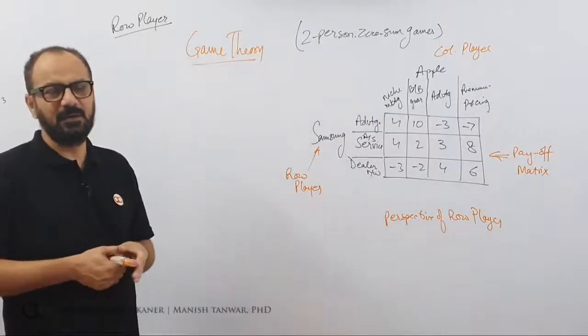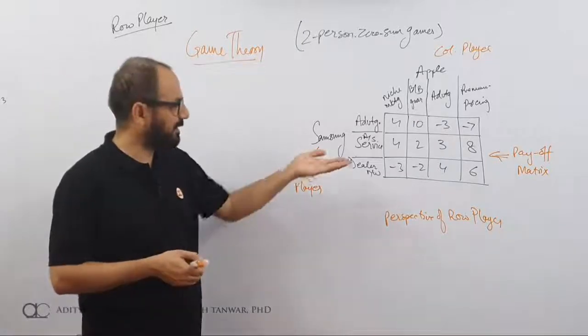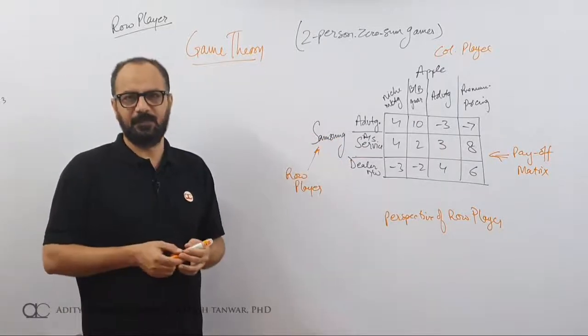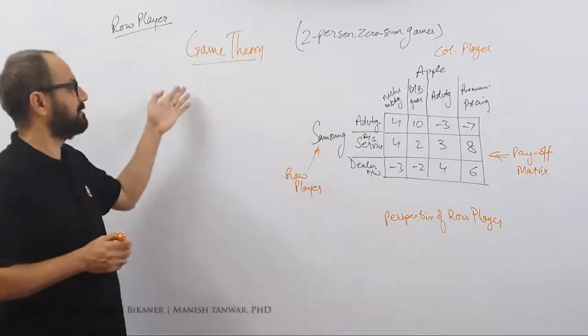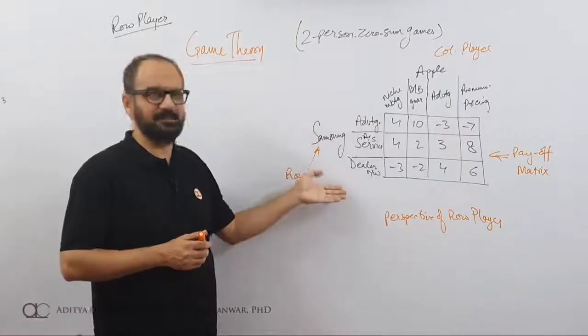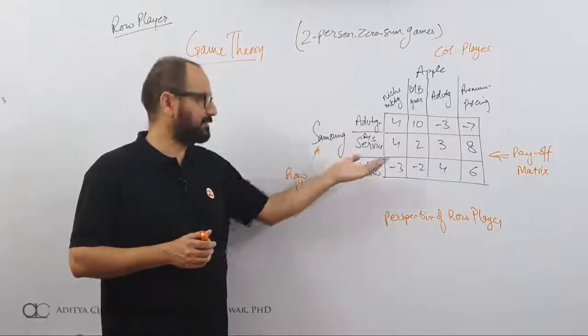Next time when we meet, we'll try to solve these questions. We'll try to solve these situations. For now, this was introduction to two-person zero-sum games, game theory, and what are these strategies? What are the rules for these strategies?